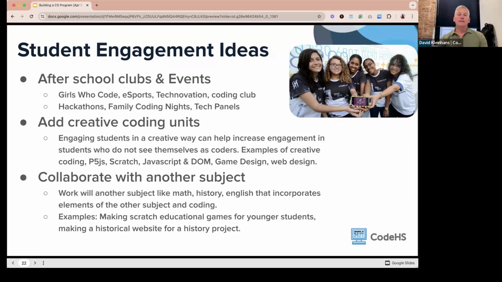I'll just throw one out there, which I found really successful: alumni. Getting older students to come back, or university students, was really powerful.